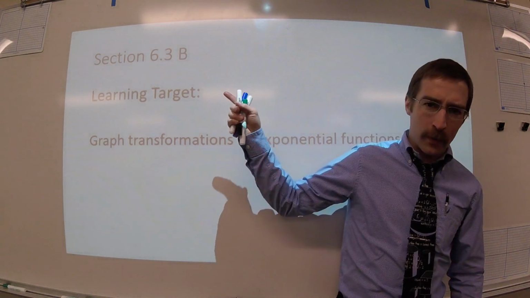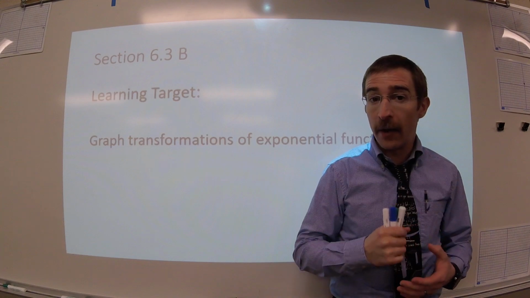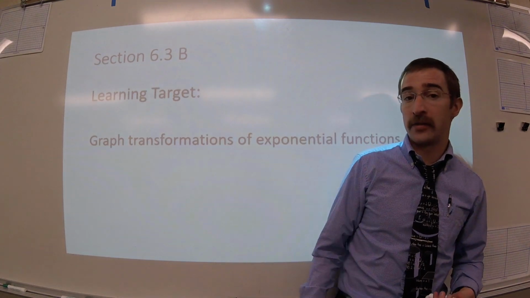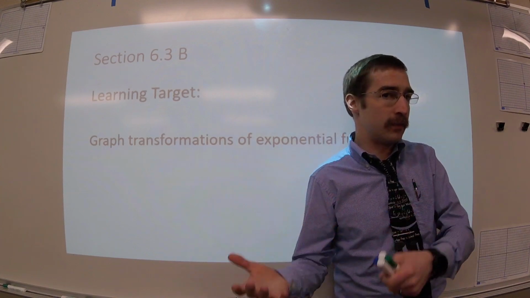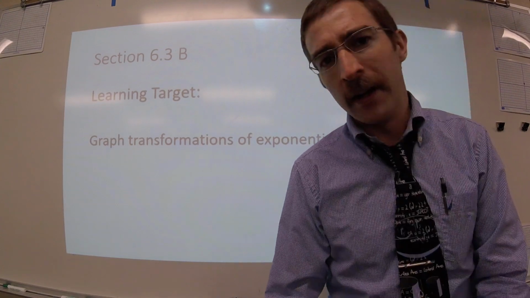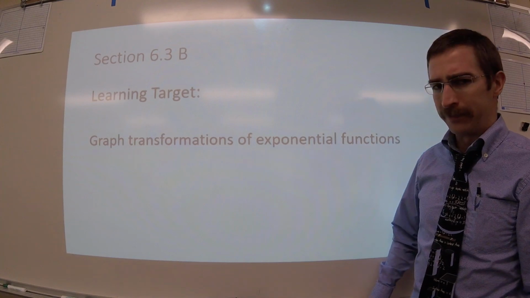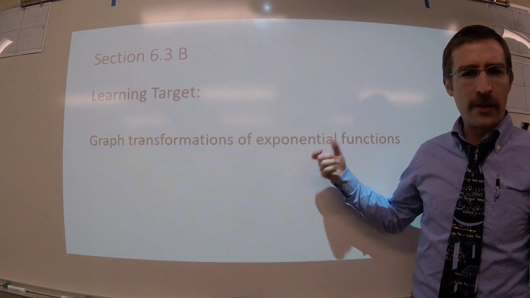Alright, so we're going to pick up where we left off with section 6.3a. We're going to do 6.3b now, which is graphing transformations of exponential functions. So not just like 2 to the x, but more stuff added into that 2 to the x, like 2 to the x minus 4, 3 times 2 to the x, and other things. So linear transformations of it, well, multiplication or addition. So that's our one learning target.